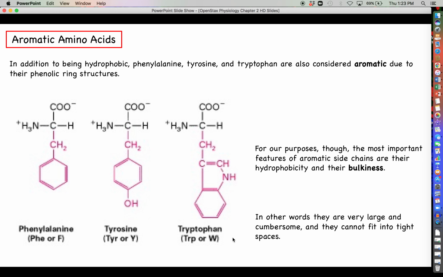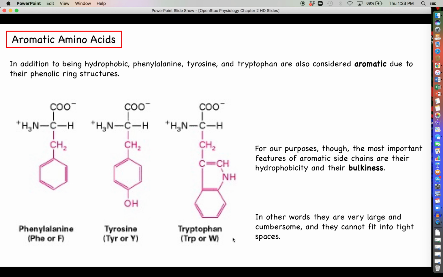There's a lot of stuff that we could talk about how chemically unique these structures are. The only thing I really want you to take note of, other than how hydrophobic they are, is how big they are. So when we get to the point where we talk about protein folding, having these big cumbersome side chains, trying to fit them into tight spaces ends up being kind of an issue. So that's something to consider when you're talking about getting a protein to fold the correct way.